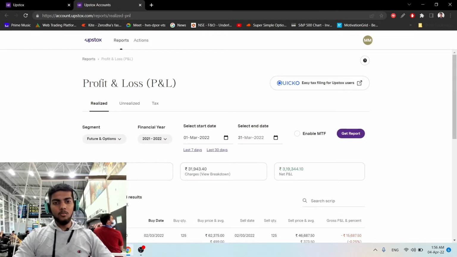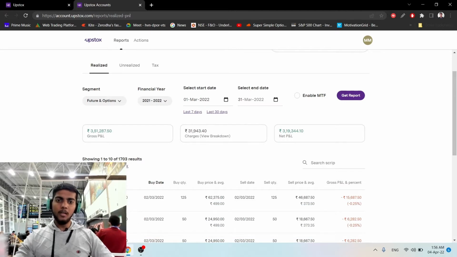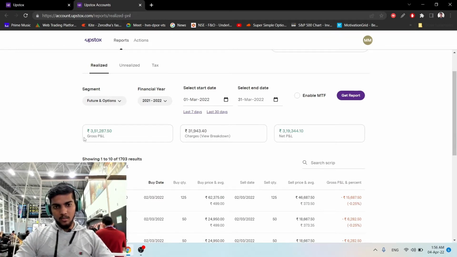Okay, so the gross profit that we made last month is slightly more than 3.5 lakhs, out of which we paid around 10% as the charges. So out of 3.51 lakhs, we paid 31k as the charges, and we are left with approximately 3 lakhs 20,000 for the month of March.